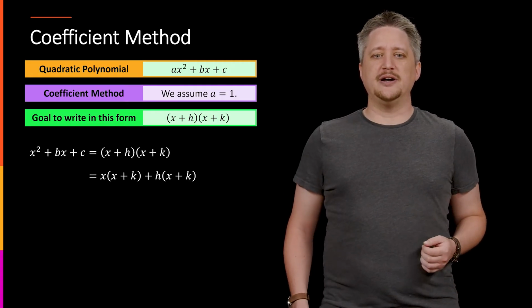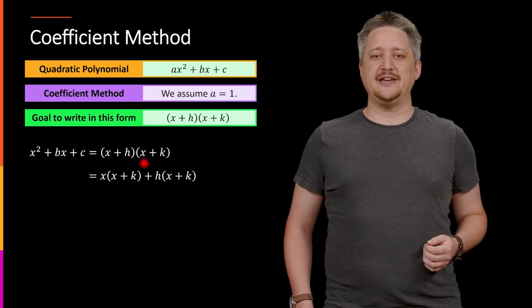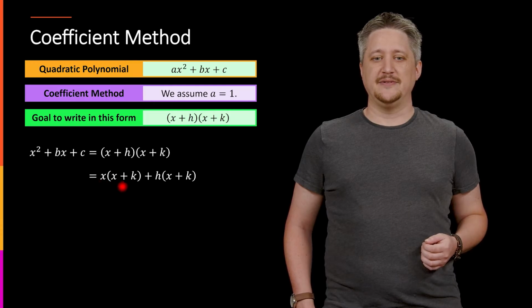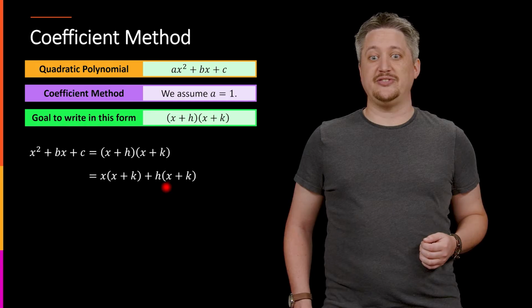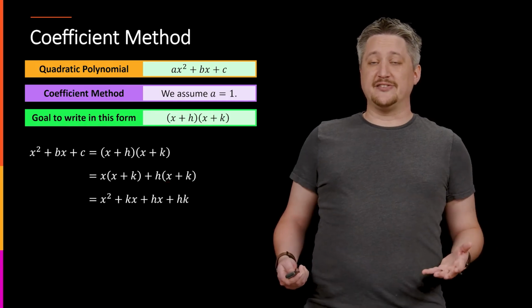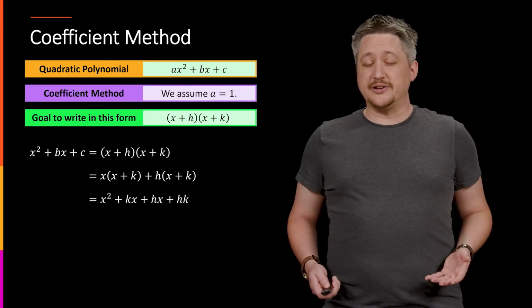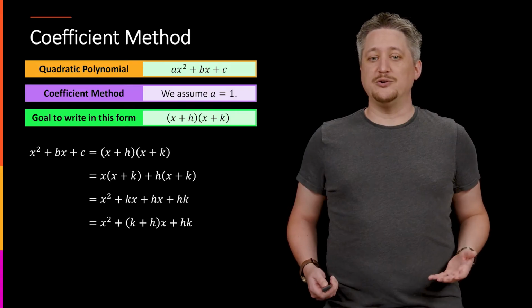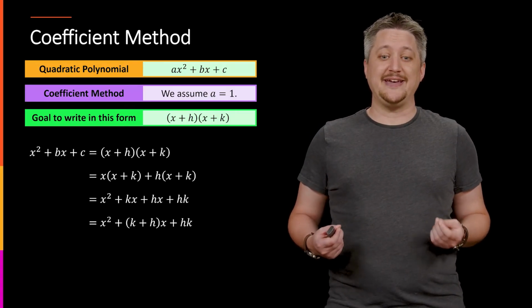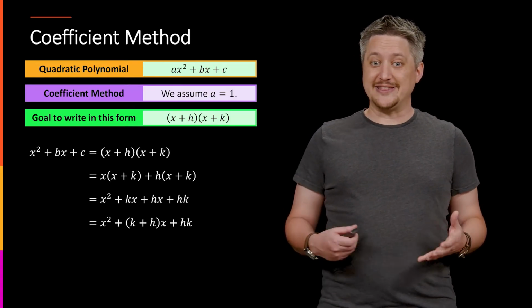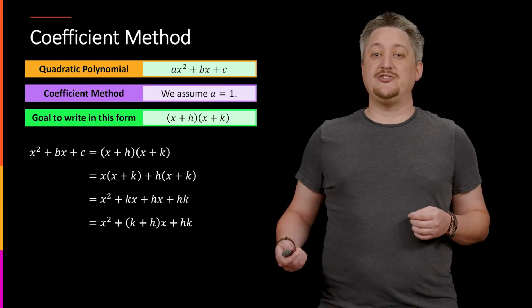So start by multiplying this x plus k against each factor. So x times x plus k and h times x plus k. And then we can separate and distribute out the x to the x and the k, the h to the x and the k. That gets us this mess. So then we want to group like terms. We put the coefficients of x together, that k and h, factor out an x to get that k plus h, and we have that hk at the end.